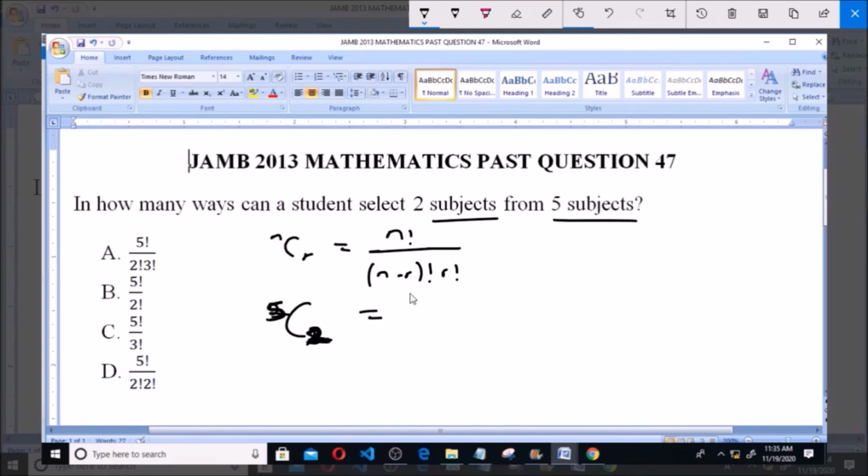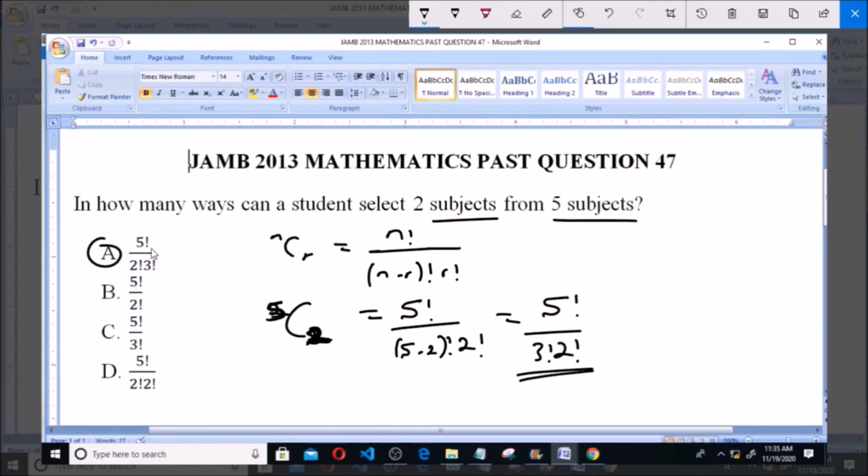Now this is equal to 5 factorial all over 5 minus 2 factorial, then multiplied by 2 factorial. Now this is equal to 5 factorial all over 3 factorial multiplied by 2 factorial, and this is option A. So this is the right answer to this question.